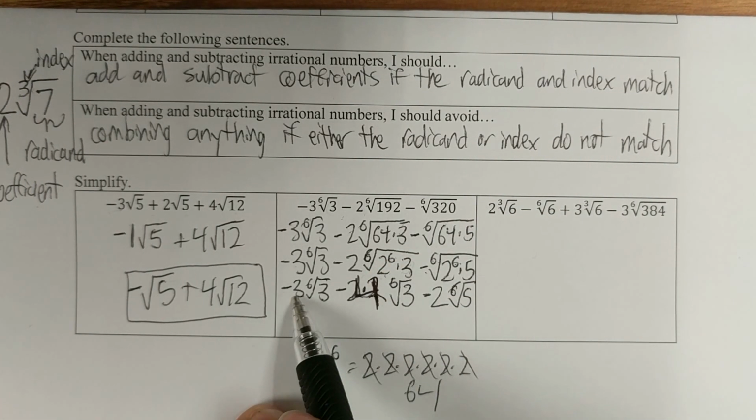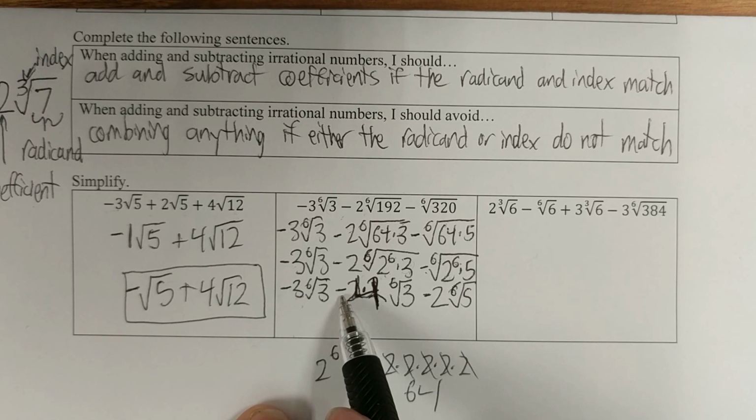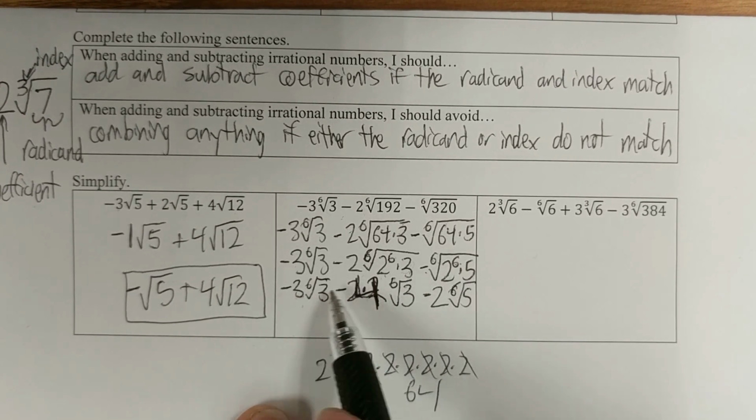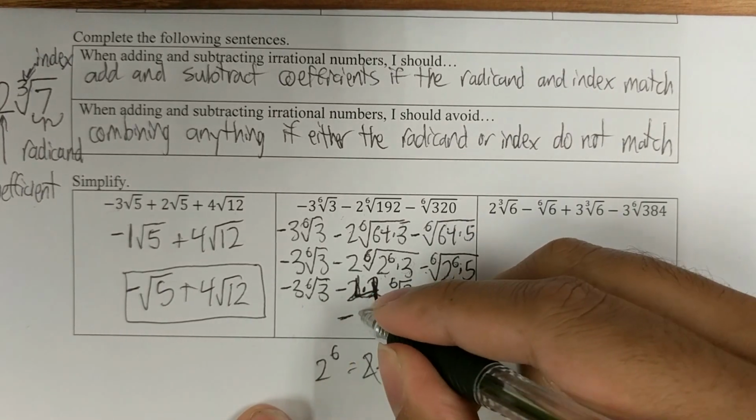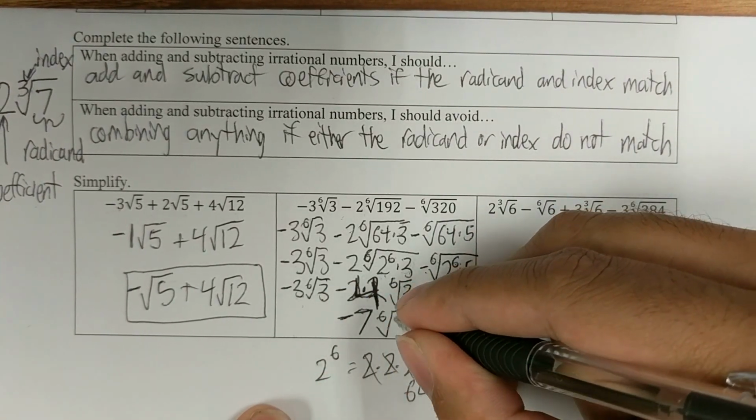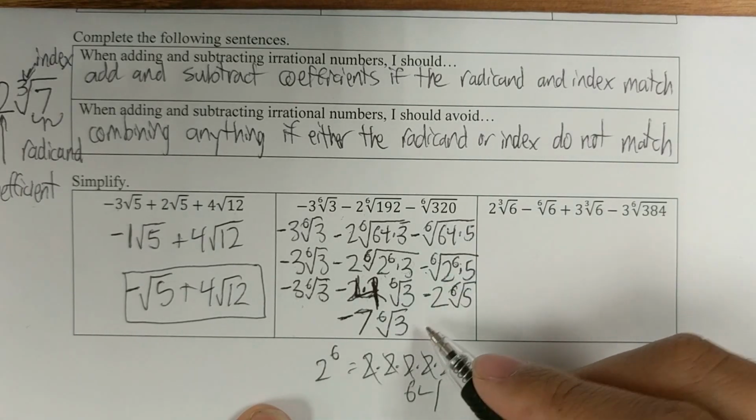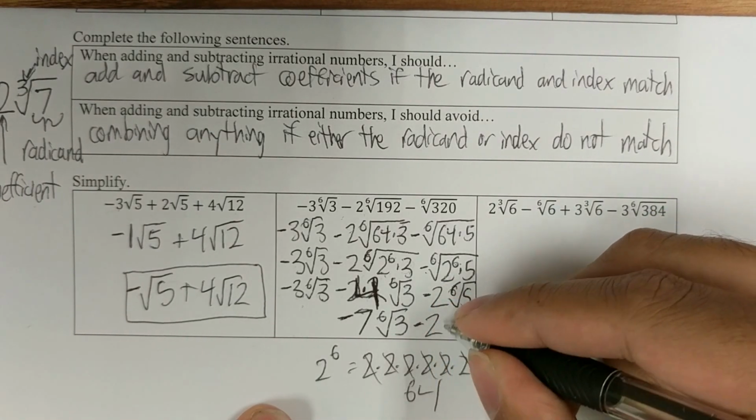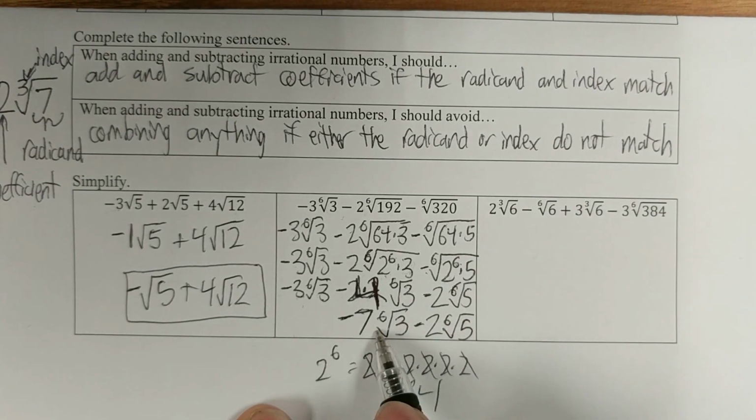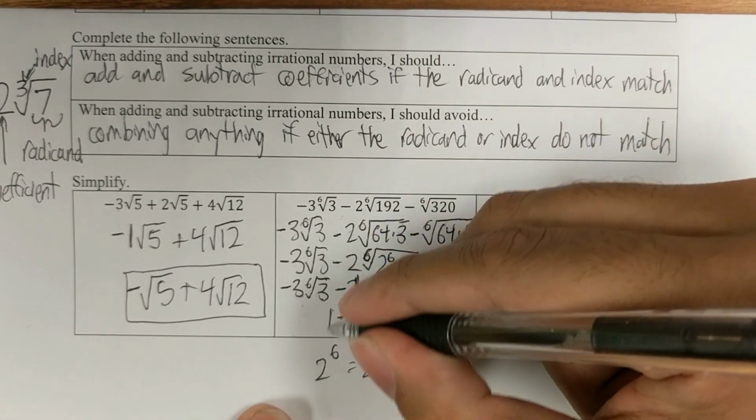We have -3 and then -4, and the radicands match. So -3 minus 4 more is -7. Copy the radicand. And this one, we just bring it down. Again, these cannot be combined because while the indexes match, the radicands do not.